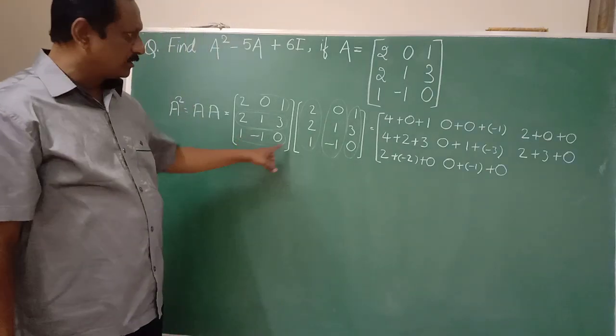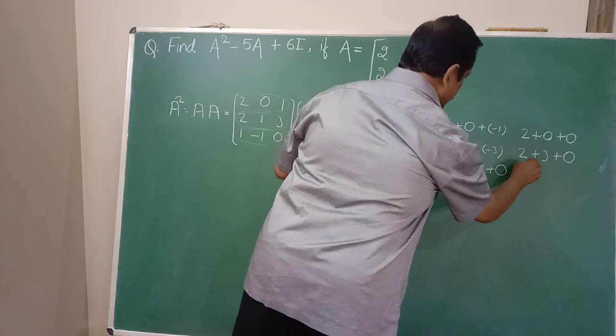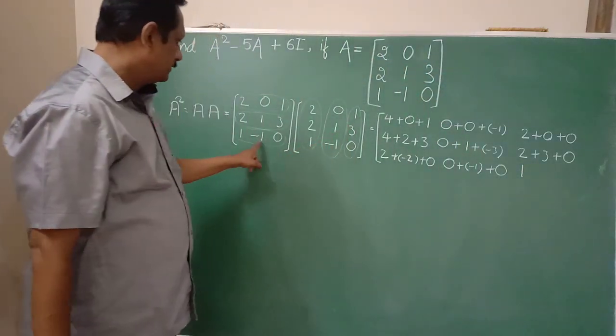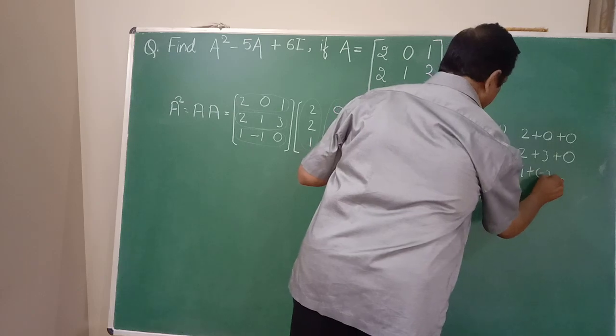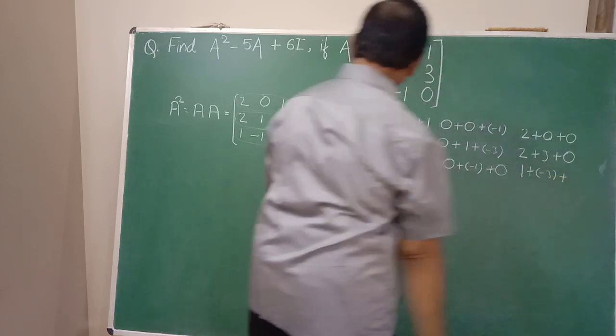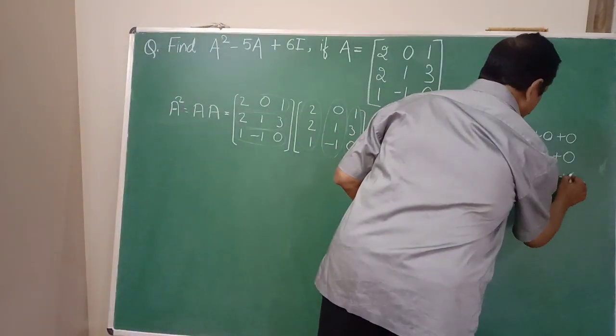Then multiply third row with the third column here. 1 into 1 becomes 1 here. Minus 1 into 3 is minus 3. So write here minus of 3 here. Then plus 0 into 0 becomes a 0. So write here 0.